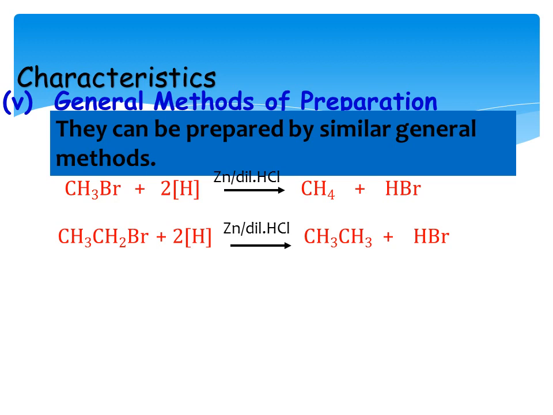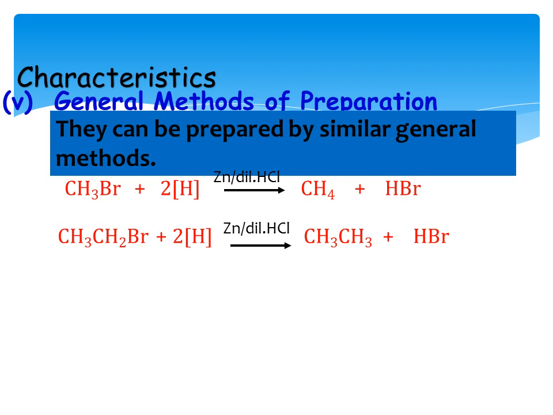For example, to prepare methane, the general pattern is the reduction of alkyl halide, where you take CH3Br along with nascent hydrogen, and you will get methane and HBr. But when you want to prepare ethane, you follow the same pattern, just increasing one more carbon: instead of methyl bromide, you use ethyl bromide along with nascent hydrogen, in the presence of zinc and dilute HCl, and you will get ethane plus hydrogen bromide gas.